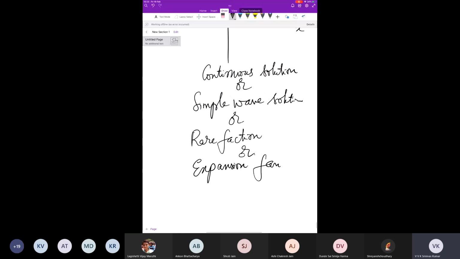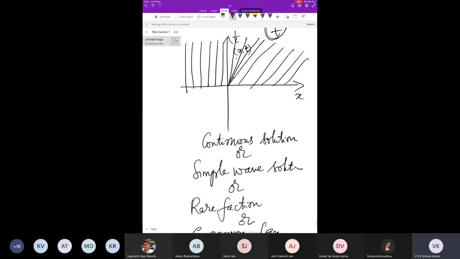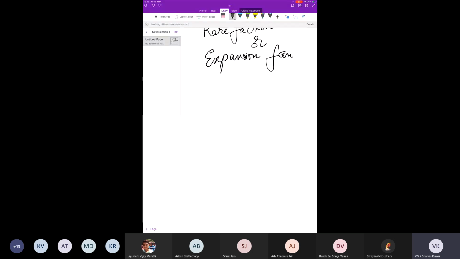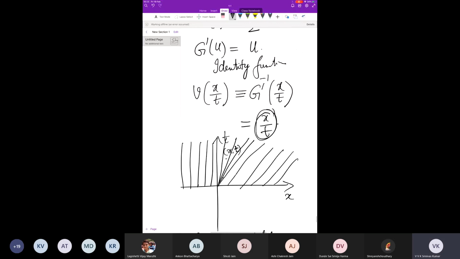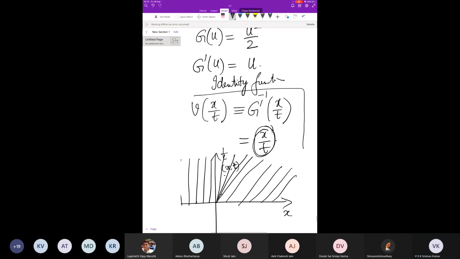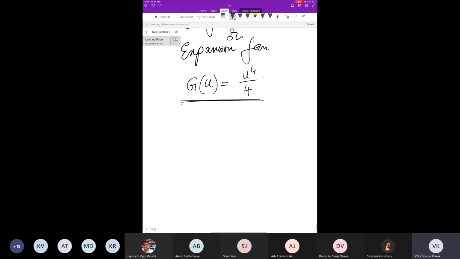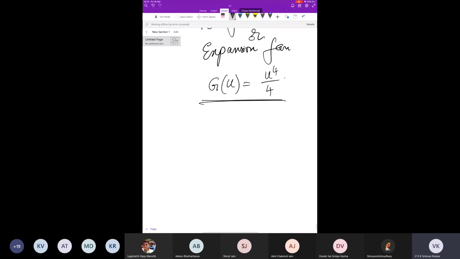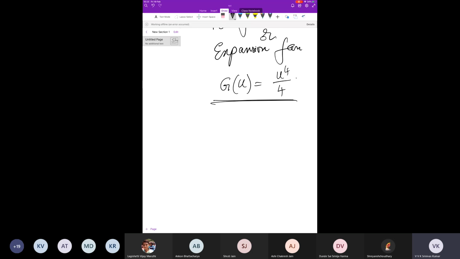And now this theory of simple wave solutions can be applied to any g which is a smooth function, even g of u equal to u to the fourth upon 4, like that. Any examples can be solved using this way of defining the solution. Okay.